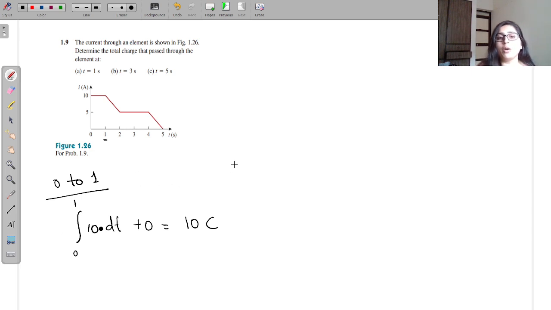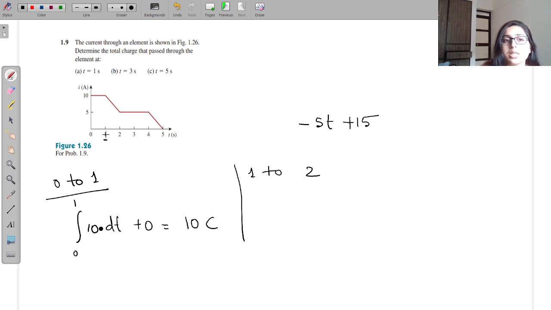Now, I am going from 1 to 2. 1 to 2, what is the equation for this current? See, you can see it is 10 and 5. So, minus 5 is the slope, minus 5t, and at t is equal to 2, I am going to get minus 10, but the actual value is plus 5. So, it is minus 5t plus 15. Substitute t is equal to 1, minus 5 plus 15 is 10, the answer is right. So, this is the expression for the current for this slope.